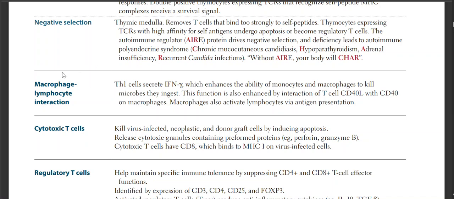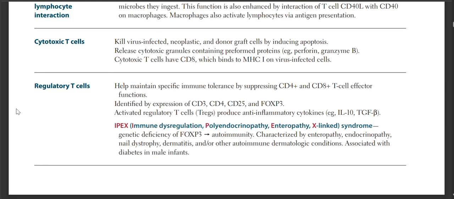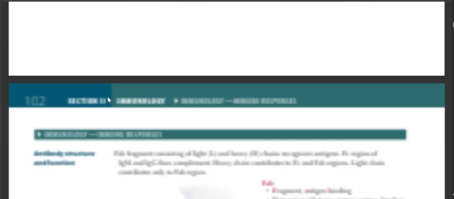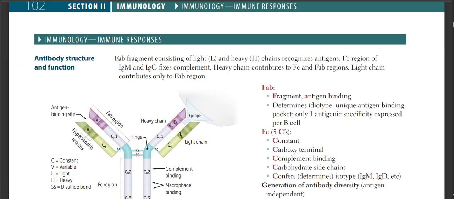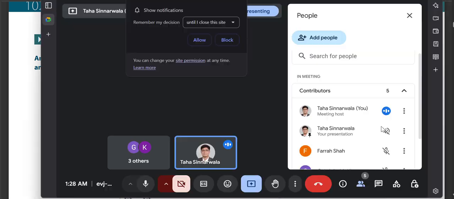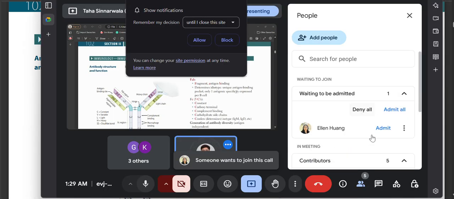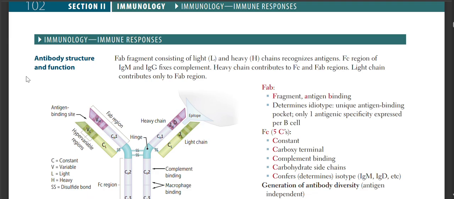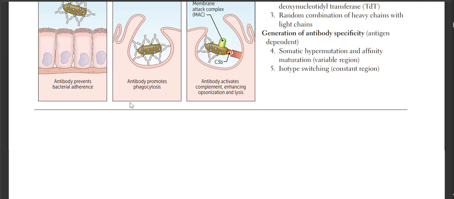I think we'll start today with the interactions between different immune cells. So, we have the interaction between macrophages and lymphocytes, also the effects of the cytotoxic and regulatory T cells, and then also how T and B cells are activated. And after that, if we have more time, then we can also start with the antibody structure and function.